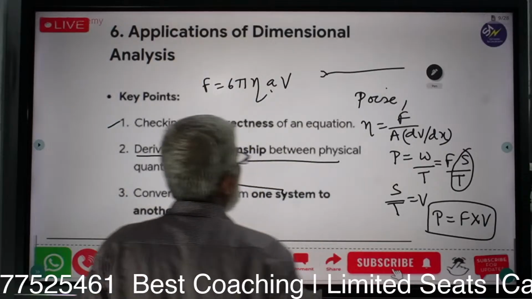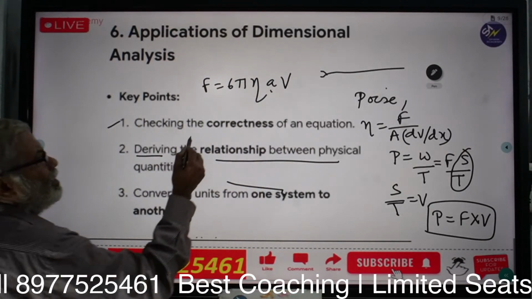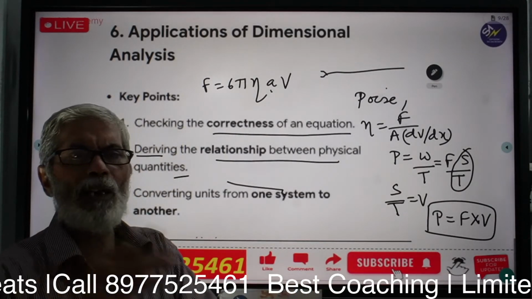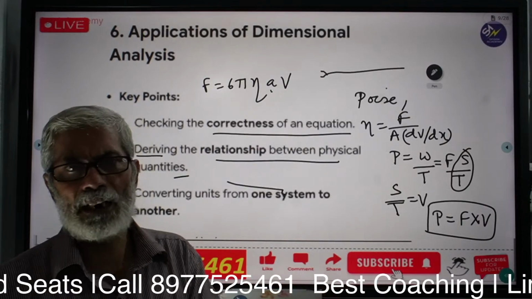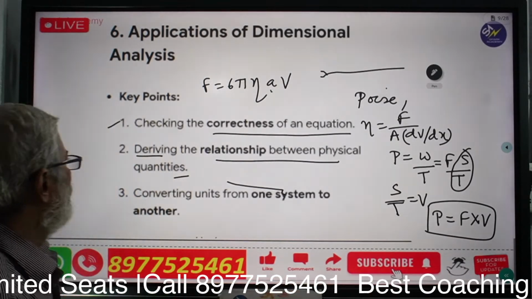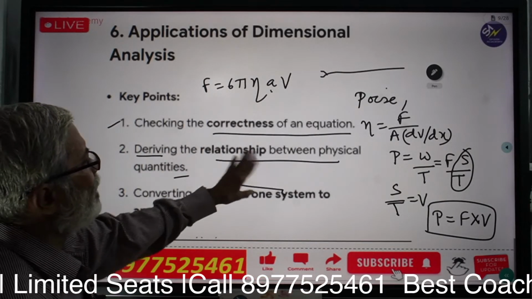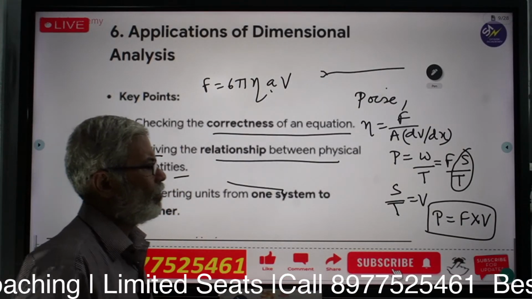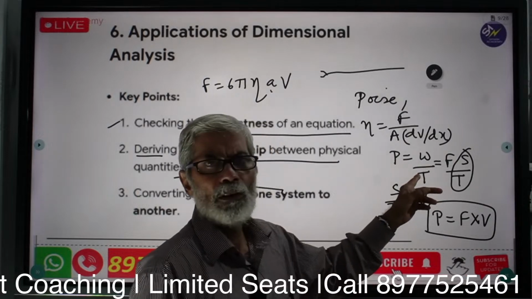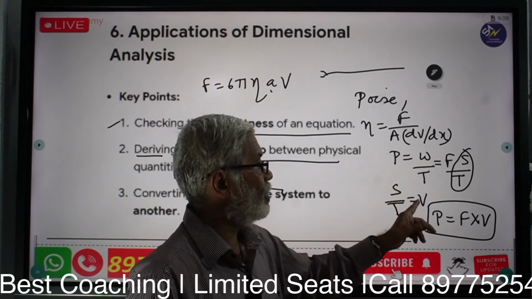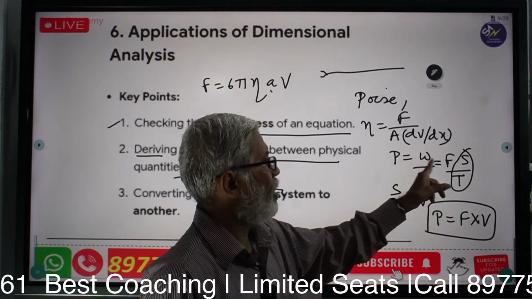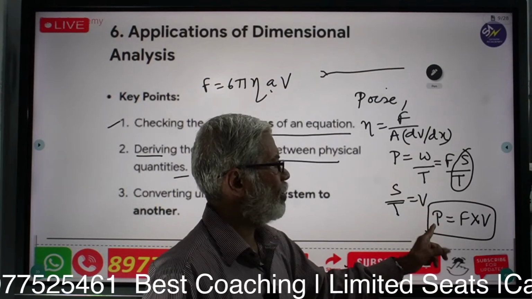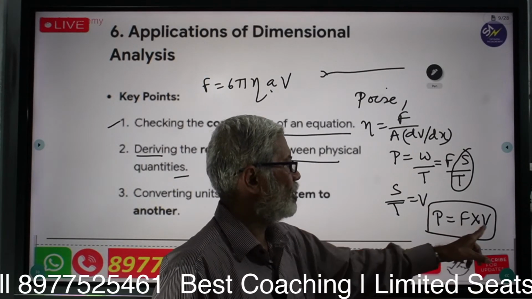So basically, an application of dimensions is that you can check the correctness of an equation. Whatever equation is there, you can check it using dimensions. Is the left hand side equal to the right hand side? You can check. Similarly, you can derive the relationship between different physical quantities. If I ask what is power, power is work by time. If somebody says no, power is equal to force into velocity, because power is force into distance by t, and distance by time is velocity. So one more expression for power is force into velocity.